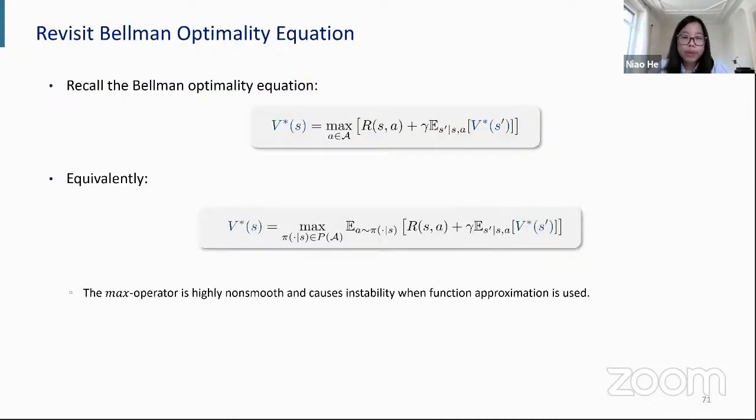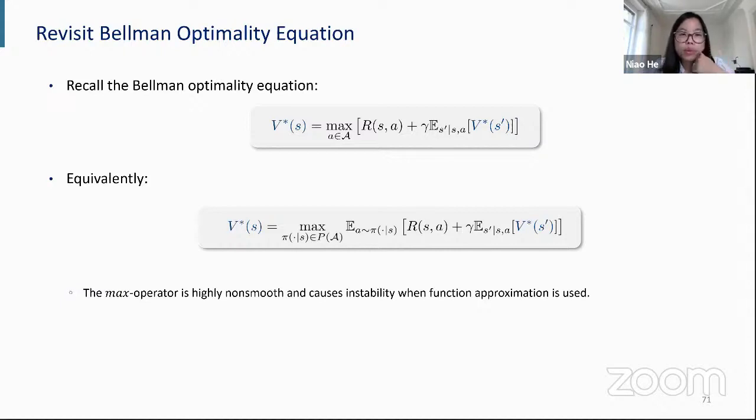So first of all, I'm going to give you an example of this Bellman residual minimization approach. Coming back to this Bellman optimality equation, we want to find the optimal value function V star. In all of the Q-learning algorithms, we're basically iteratively solving this. As we mentioned earlier, the difficulty mostly comes from this max operator, because it is highly non-smooth and often causes instability or maximization bias, especially if you are using function approximations.